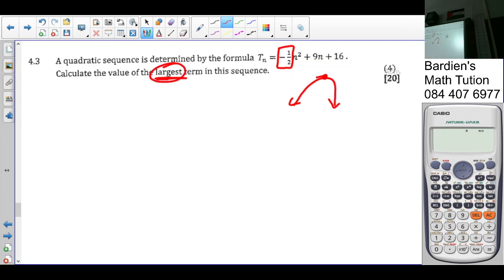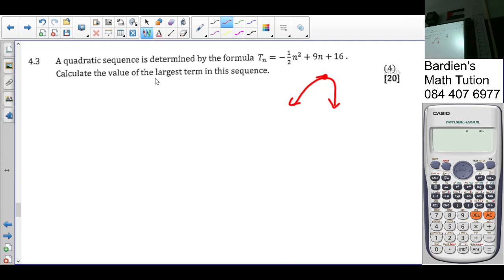Can you see that? If this was positive, what do you think they would have asked? The minimum value. You guys understand? So it is dependent on the model given or you're working with. And that's how we form the question. Okay? So how are we going to get this turning point? One of two ways. I can either work out the axis of symmetry by using minus b over 2a, or complete the square.